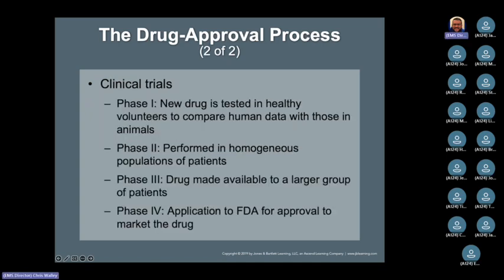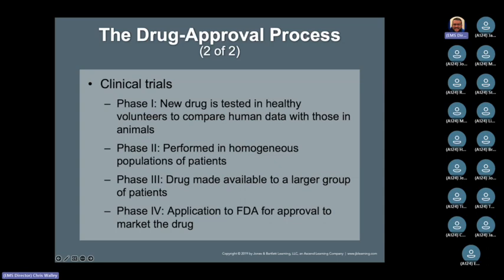All right, so here are the parts of the drug trials. Phase 1, the new drug is tested in healthy volunteers to compare human data with those 2 different types of animal species. It does determine if the drug dosage is safe. It assesses the medication safety. So all this information, they collect it, they compile it, and they start studying it.